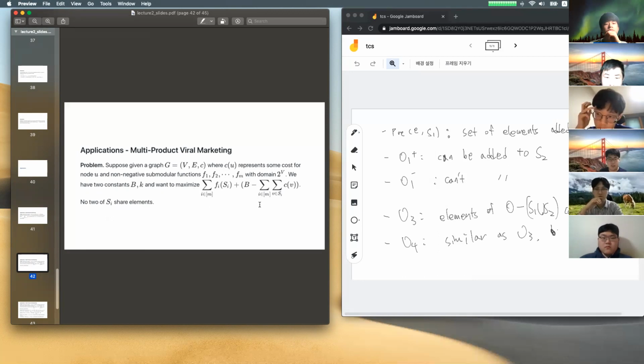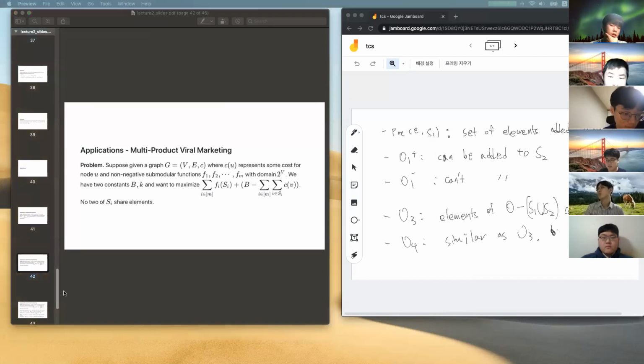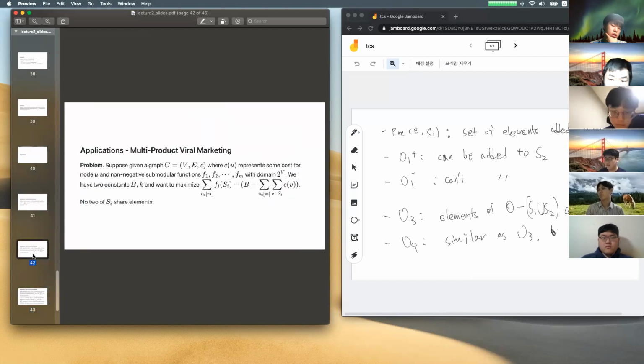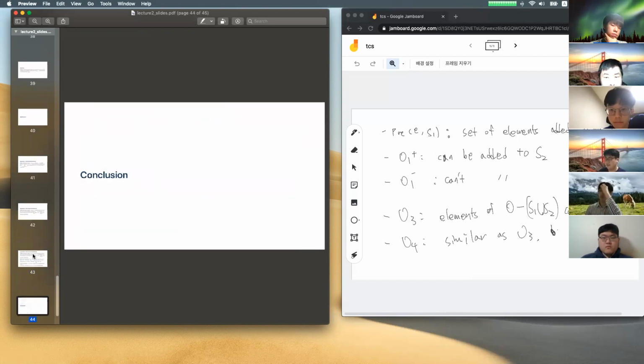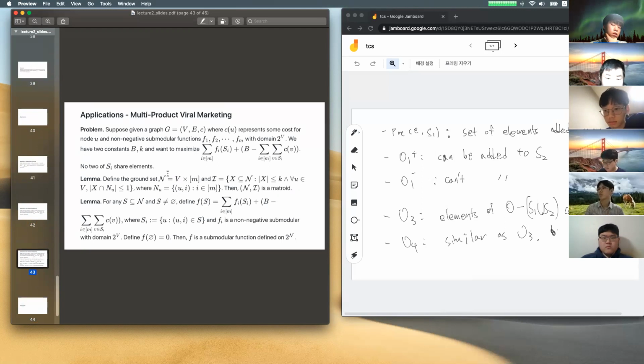This function considers both influence and spending. We can use some computation to prove that the function we want to maximize is actually a submodular function, and then we can apply the algorithm of the paper to this problem.